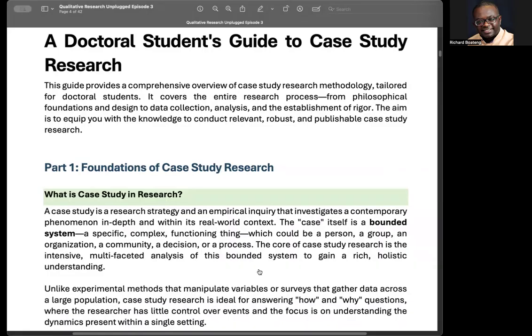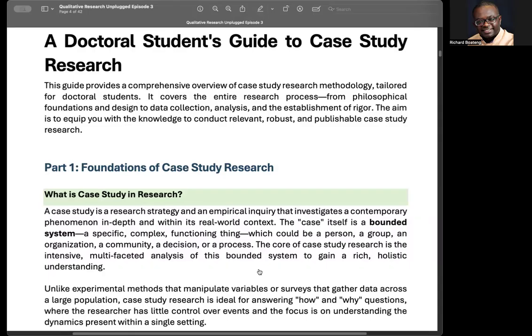Okay, let's unpack this then. Case study research. It's such a powerful tool for understanding things in their natural context. And we've got these great insights from Professor Boateng and Dr. Barnor to guide us. All right, let's kick things off with the absolute basics. What exactly is a case study in research? Because it's definitely not just, like, telling a story, is it?